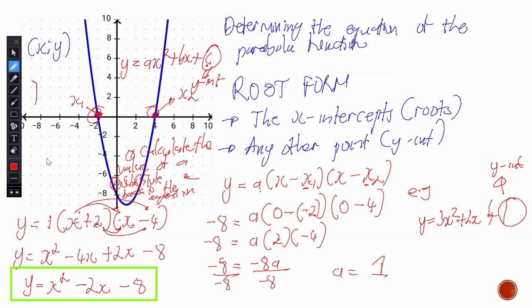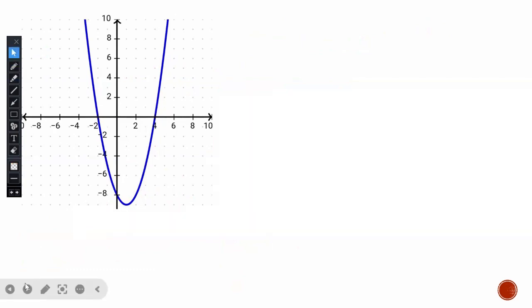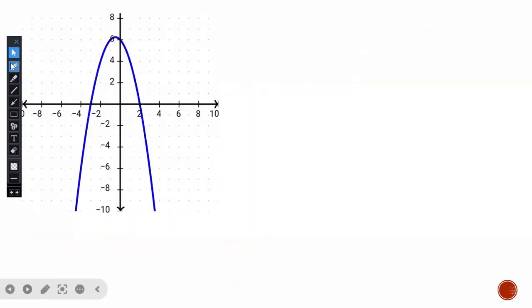Okay, so now you have seen how we calculate the equation. But then, okay, let's try another example. Remember, the purpose of these videos is for you to master the concept, right? So by the end of the lesson, you should be able to answer all these questions. You should be confident about answering these questions here. Okay, so again, we're still going to use the root form, right? We're still going to use the root form.